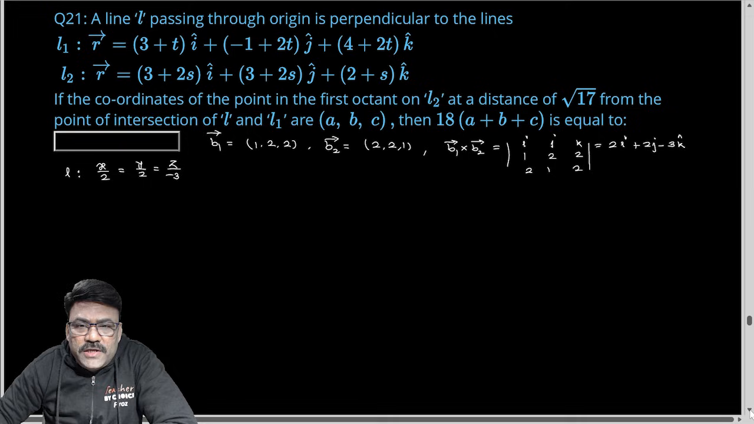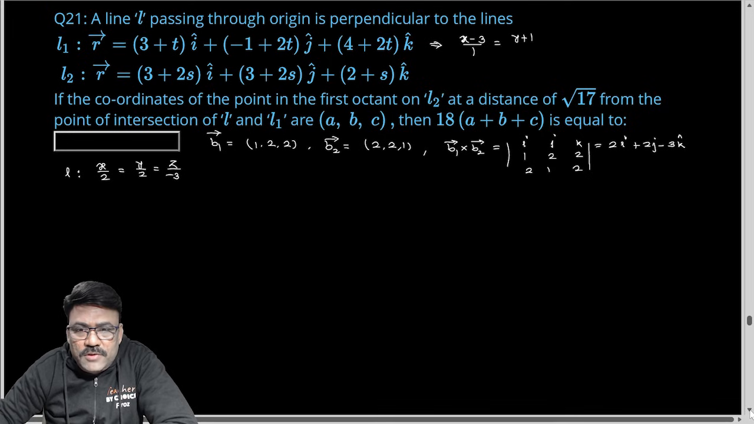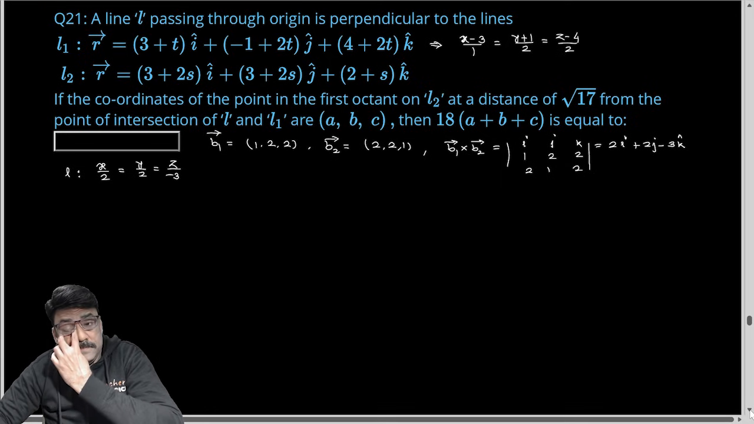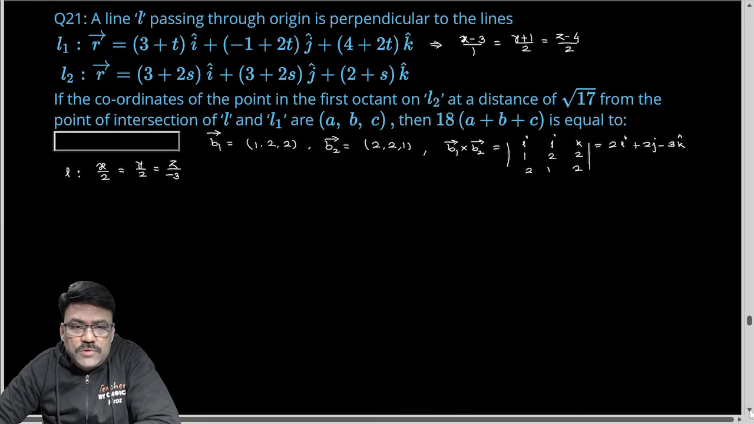So see, L1 line can also be written like this. L1 line is passing through 3, minus 1, 4, so x minus 3, and its direction ratios are 1, 2, 2. So x minus 3 by 1, y plus 1 by 2, z minus 4 by 2. This is the line L1. Line L1 is passing through the point 3, minus 1, 4, with direction ratios 1, 2, 2.